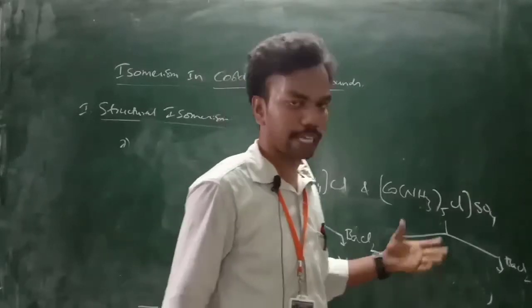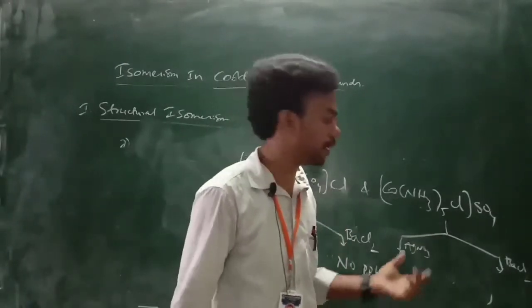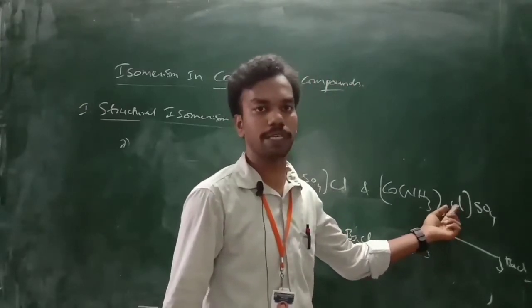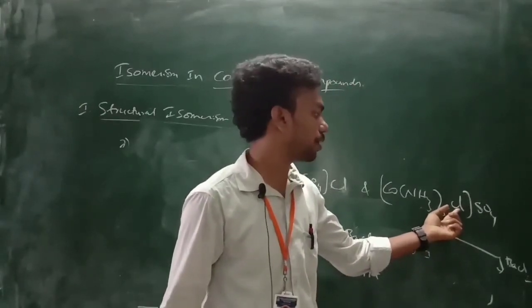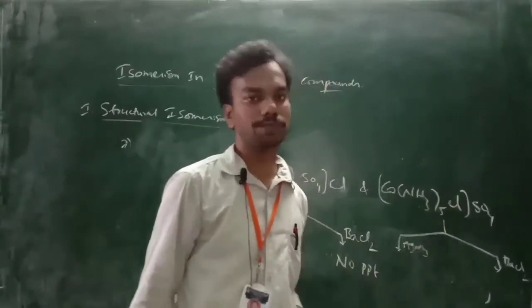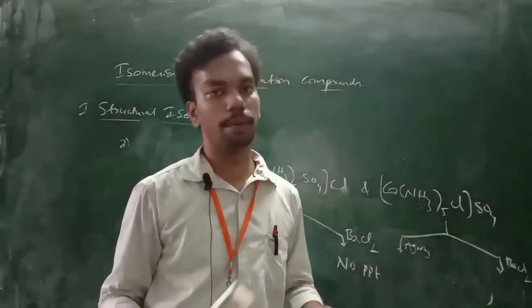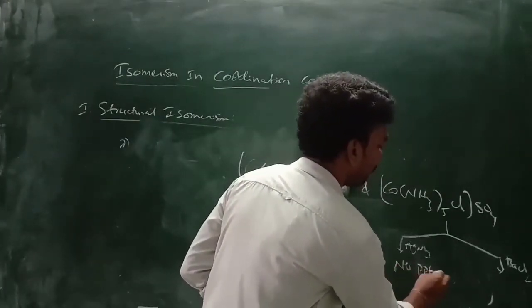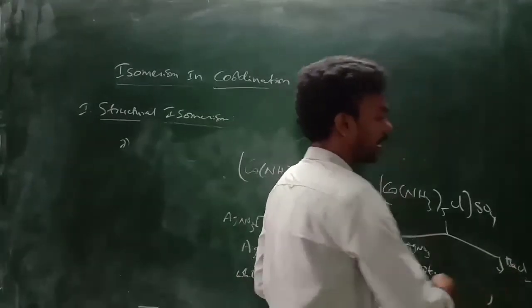So here Ag+ reacts with chlorine to give AgCl precipitate, but here the chlorine is present in the coordination sphere, so it is not available as Cl-. That's why it is not reacting with the Ag+ and not forming AgCl precipitate. So here, no precipitate.